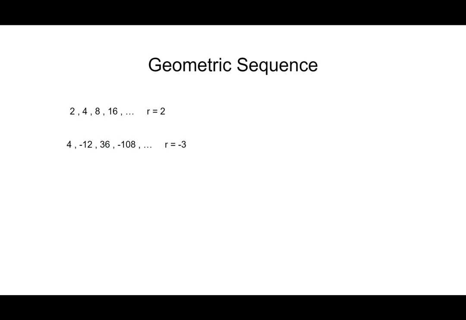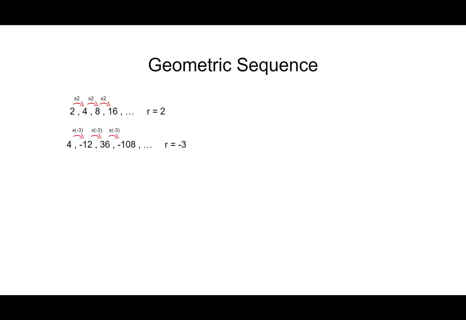Basically, it's a sequence of numbers where the succeeding term is the previous term right before it times a common ratio. And so in this first one here, we have a geometric sequence whose common ratio is 2 because, as you can see, you have to multiply by 2 to get the next term.